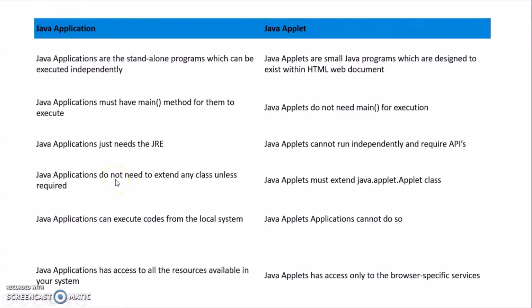If you want to create a class for any Java application, you can just create it using the class name. But in an applet, you have to create a class which will extend the Applet class. That Applet class is nothing but a predefined class. Okay? A Java application can execute code from the local system. Java applets cannot do so.